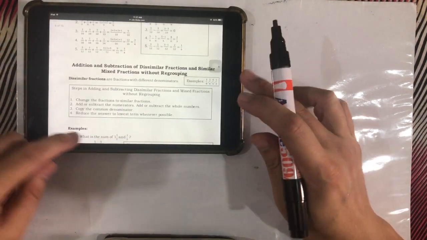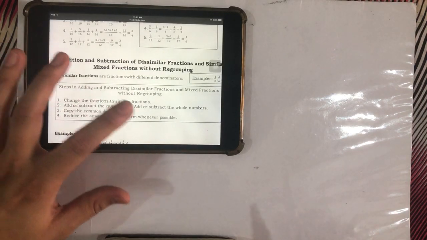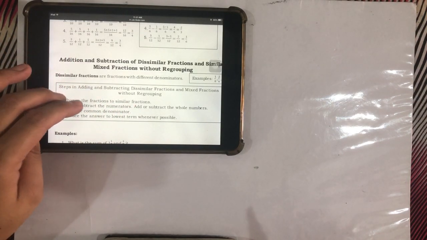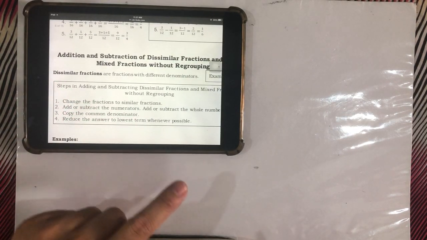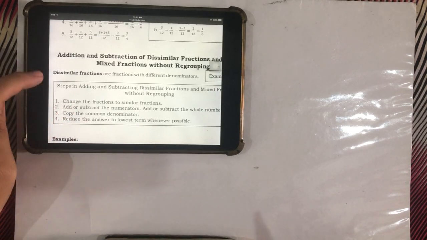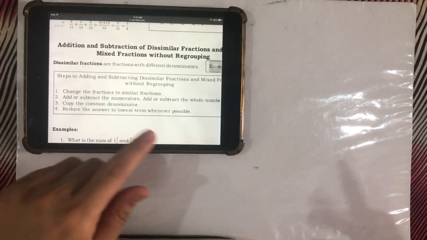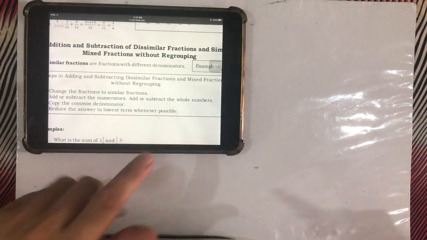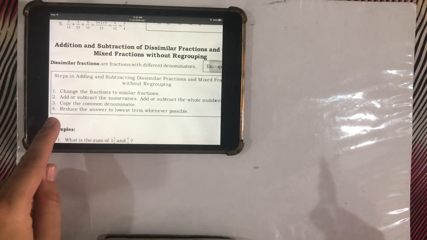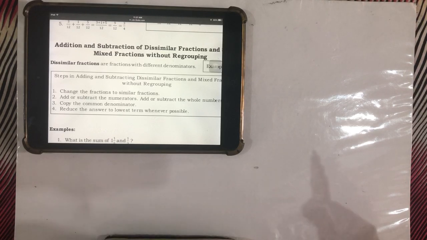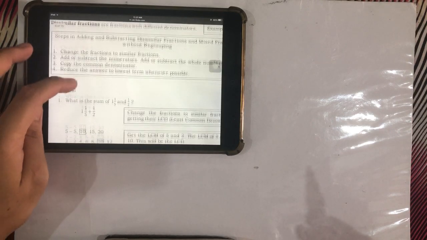Okay? These are the steps in adding and subtracting dissimilar fractions and mixed fractions without regrouping. First, change the fractions to similar fractions. Followed by adding or subtracting the numerators depending on the operation. Now, if there are whole numbers, add or subtract them too. And then, copy the common denominator and reduce the answer to lowest term if possible. Okay? So, how does that work? Let's make an example.